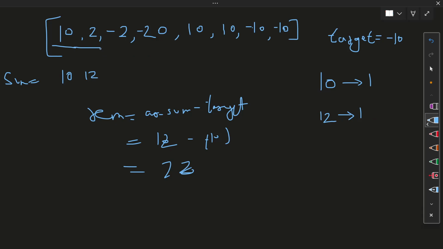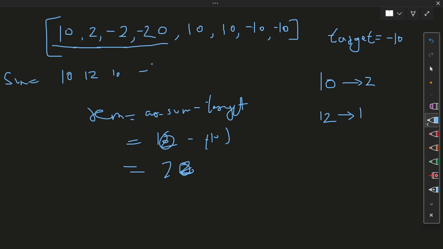Then we will consider this, and till this point we got 10. So 10 minus 10 is 20. Is 20 there? No, 20 is still not there. It means 20 is not there, the target is also not there, but we got 10. 10 is already there. It means till this particular point 10 occurs 2 times. So just increment the frequency of 10. Yes. Now let's move ahead.